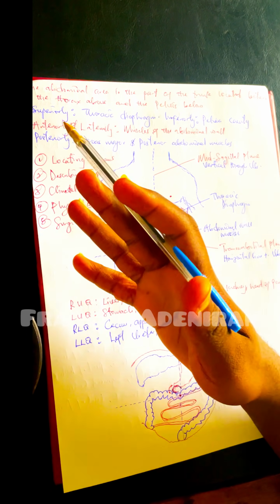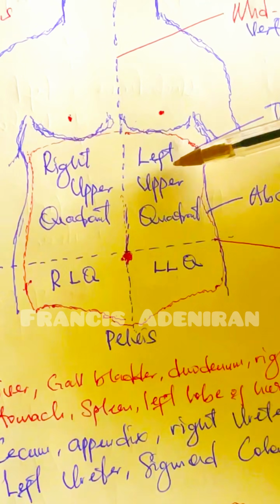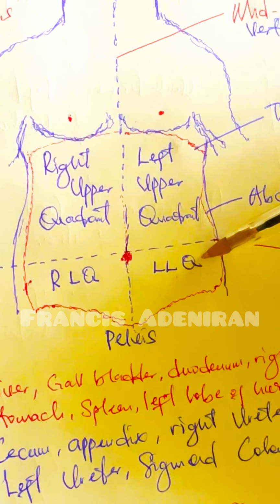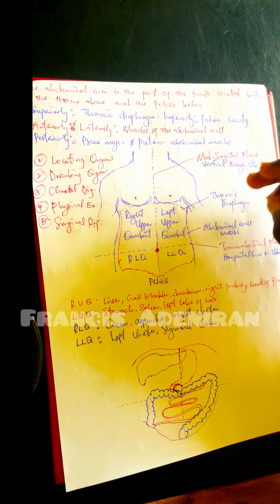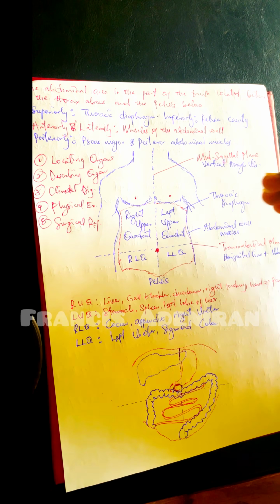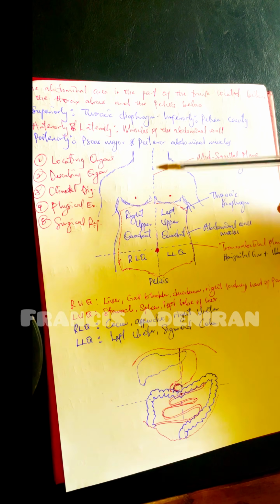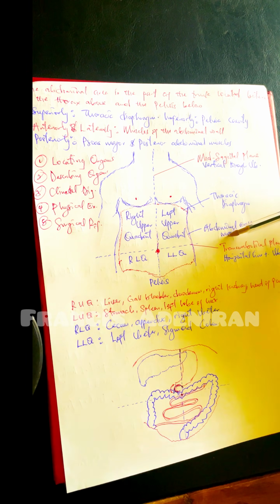So this side is the right and this side is the left. So this side is the right upper quadrant. This is the left upper quadrant. This is the right lower quadrant, and this is the left lower quadrant. So once again, 2 lines divide the abdomen into 4 different sections, which is the mid-sagittal line and the transumbilical line also. So this line divides it vertically, this divides it horizontally.